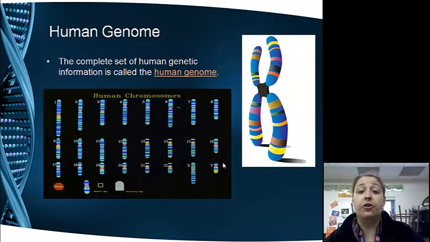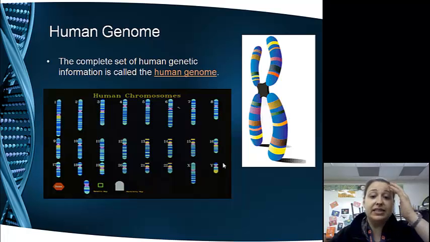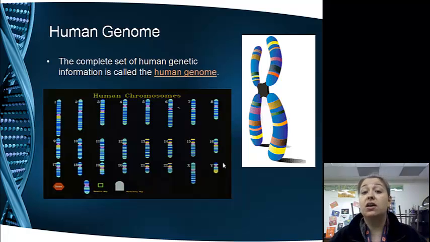The human genome is all of the genetic information. It is a complete set of the human genetics. Now, you've heard that the Human Genome Project has actually been successful. We've completed and figured out all of the genes of the human genome. With this, we can actually see different mutations and different genetic disorders. And you can actually have your DNA sequenced and find out if you are at risk for different genetic diseases.